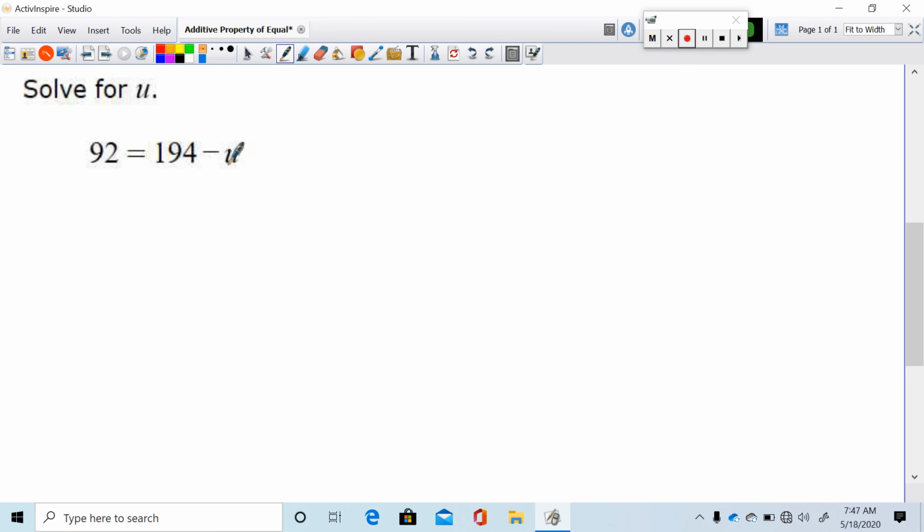The next one has a negative 1 in front of the U. So we've got to get rid of a positive 194. So that's going to be a negative 194. Okay, 92 take away 194. The signs are different. This is positive and this is negative. So when the signs are different, you find the difference. You have to subtract. So let's do the largest number first, 194, and we're going to subtract 92 from that. So 4 take away 2 is 2, and that's 0 and 1, so 102.